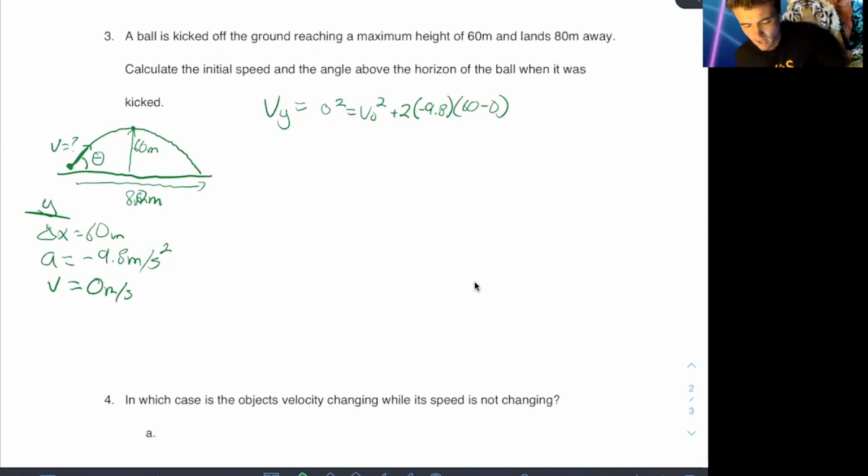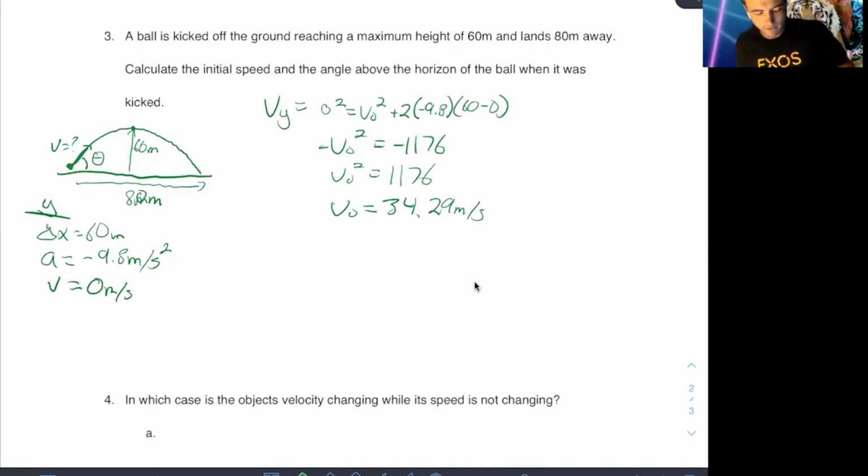When we solve, we're going to bring the initial velocity over, so it's negative now, equals negative 1176. When we solve for all this up here, 2 times negative 9.8, we're going to get that. Bring the negative over, v naught squared equals 1176, and then take the square root. Then we get our initial velocity in the y direction to be 34.29 meters per second. Cool, so we got our velocity in the y direction.